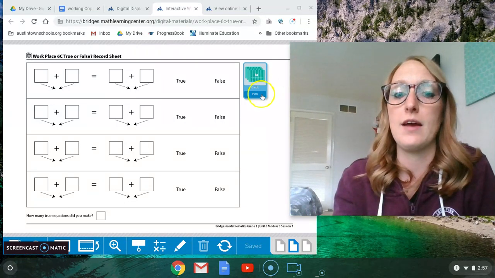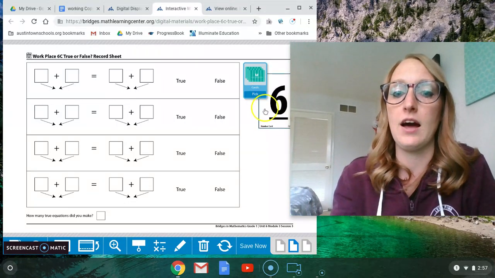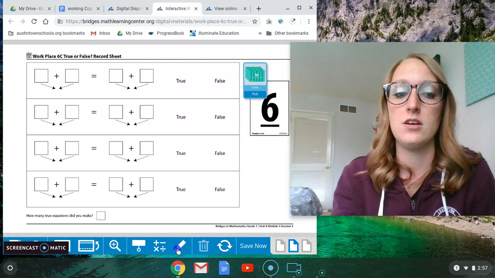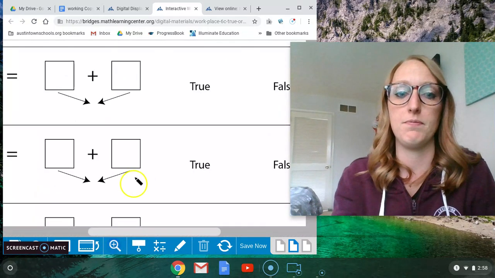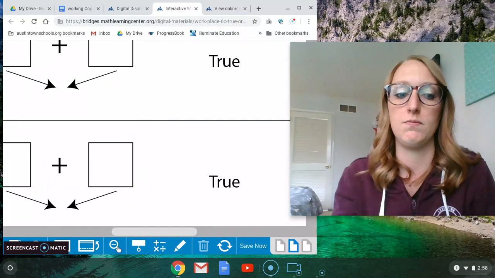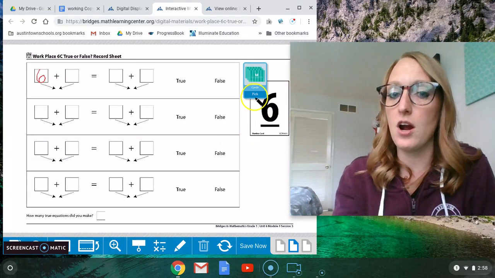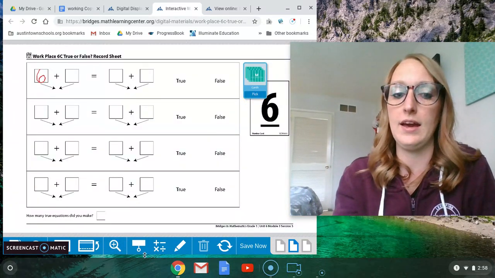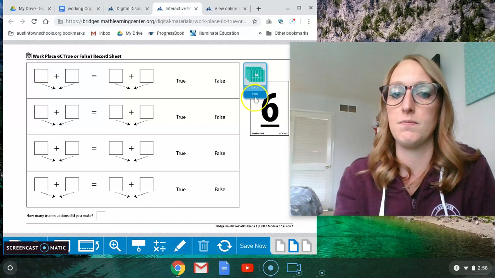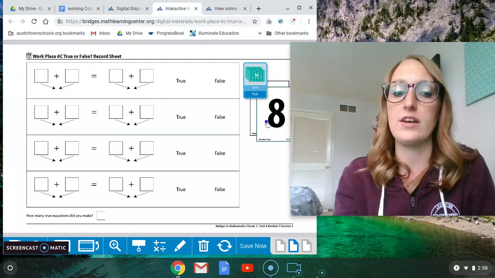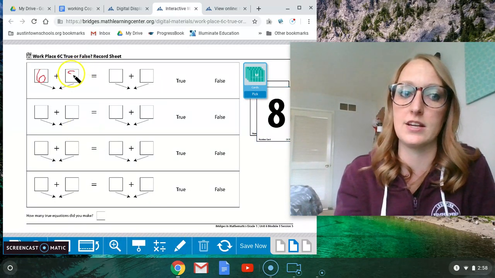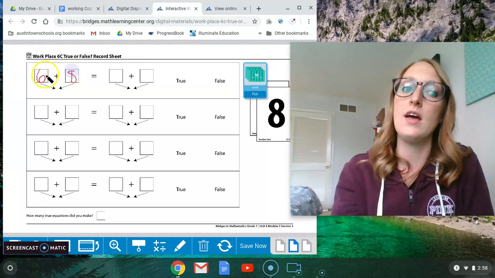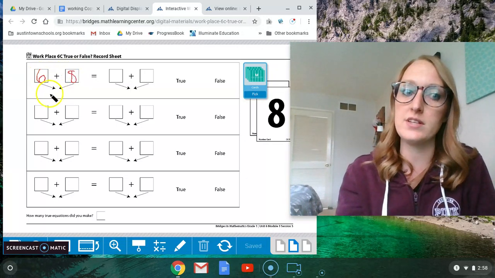So let's try it. I'm going to pick a card, and I got the number 6, okay? So I'm going to write 6 in this first box. Let me see if I can zoom this in a little bit. Nope, we're going to zoom out. Okay, then I'm going to pick another card, and what I get is the number 8. Okay, so now I have an expression. This side over here has an expression. There's no equal sign.